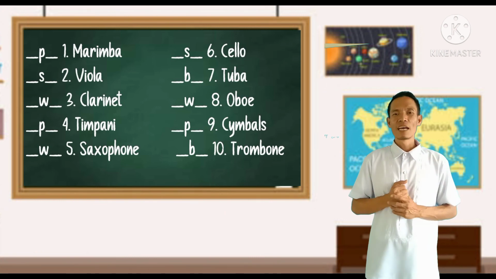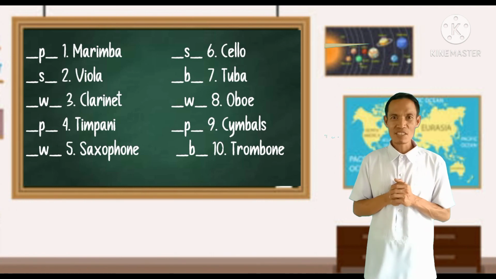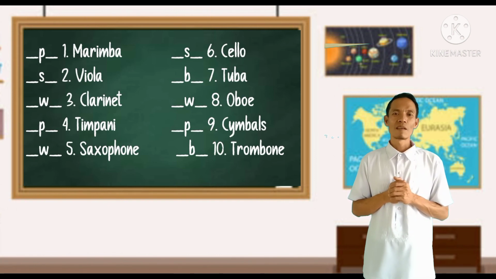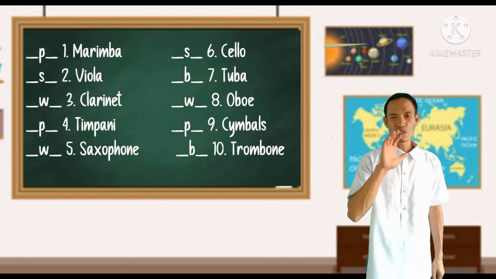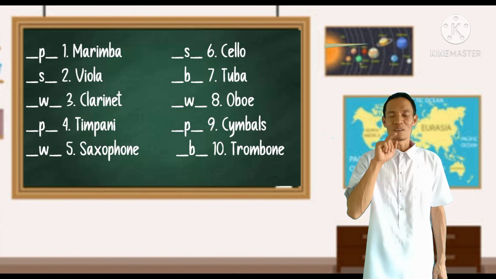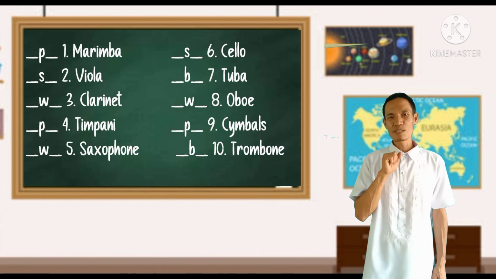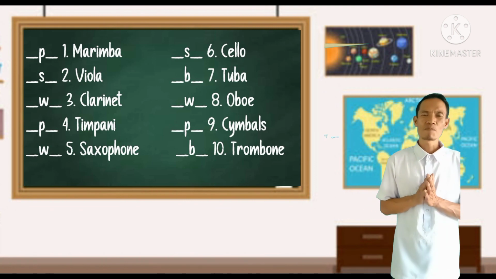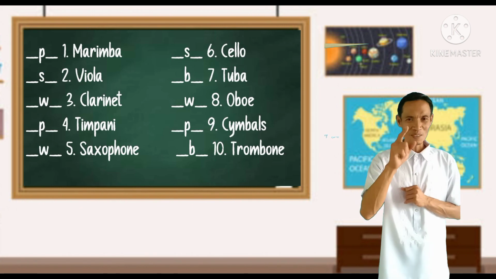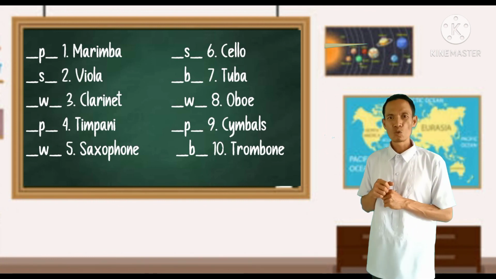Number 4, timpani. Timpani is a percussion instrument. The answer number 4 is letter P. Number 5, saxophone. Saxophone belongs to, correct, woodwind instrument. Number 5, the answer is W. Number 6, cello. Cello belongs to, you are correct, string instrument. Letter S. Number 7, tuba.